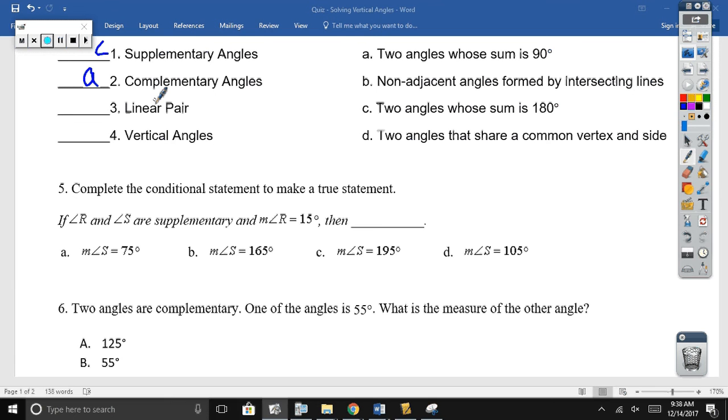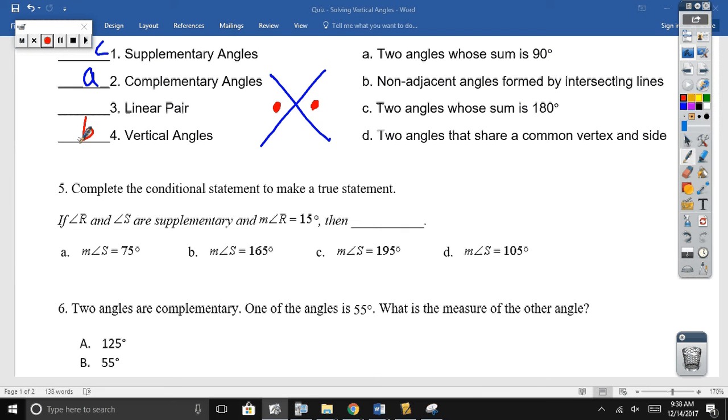Linear pair. This one can get a little bit confusing, so I think it's best to draw a picture. First, two non-adjacent angles formed by intersecting lines. So there's two intersecting lines, and if they're not adjacent, what does the word adjacent mean? Well, adjacent means right next to. So if I'm talking about this angle, I'm not talking about either of these two, I am talking about this angle. Now with a picture, it might become a little more obvious that this is a pair of vertical angles, so that would mean B.